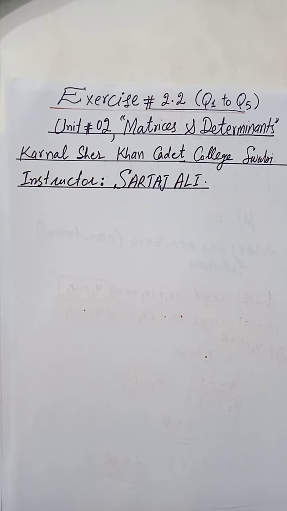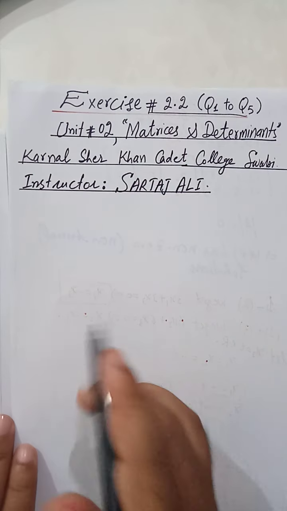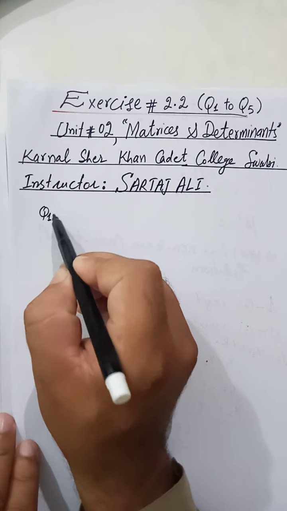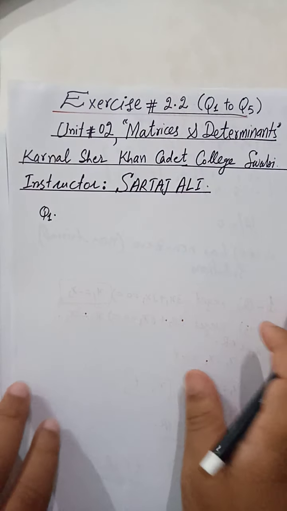In this video lecture, we will discuss the exercise questions of 2.2 from question 1 to question number 5. This is chapter number 2. The title of the chapter is Matrices and Determinant. Question number 1 of the exercise 2.2.